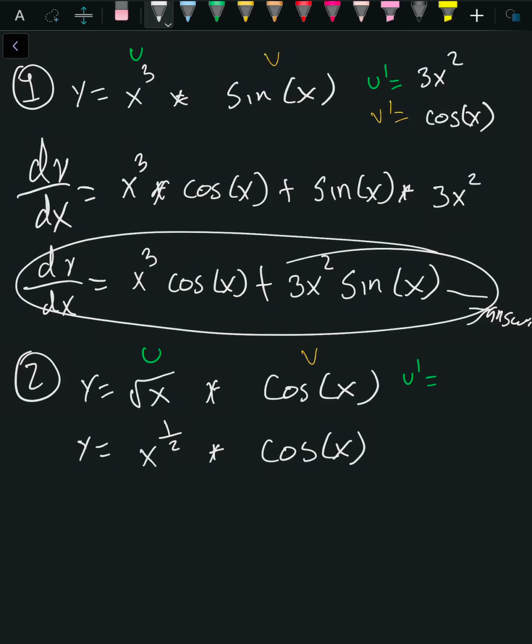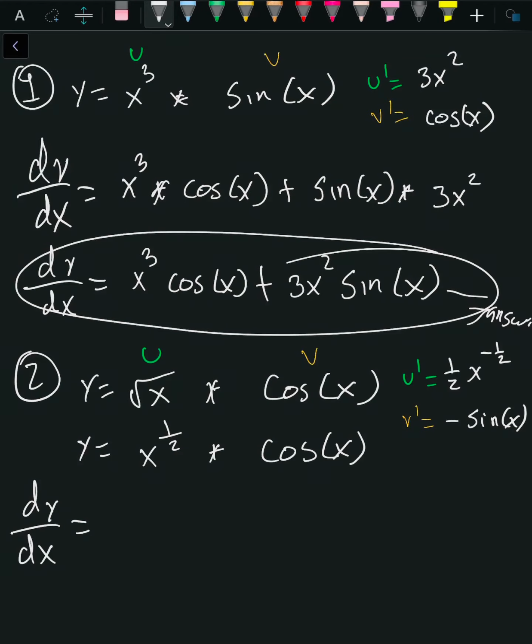So our u prime is going to be equal to the derivative of the first one. Like I said, we have to use the power rule. So 1 over 2 x raised to the negative 1 over 2. That's the derivative for our first term. v prime is going to be equal to the derivative of cosine of x, which is negative sine of x. Right? Now we plug them into the formula.